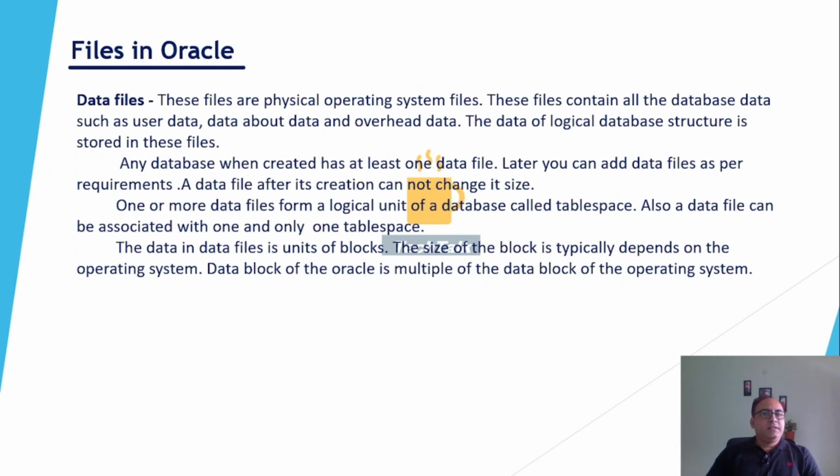Then we have data files. These are basically physical files. These files contain all the database data, such as user data, metadata, and any other overhead data. All of these get stored in data files. Your tablespace also gets created from these data files. Basically, one or more data files form a logical unit that is called a tablespace.